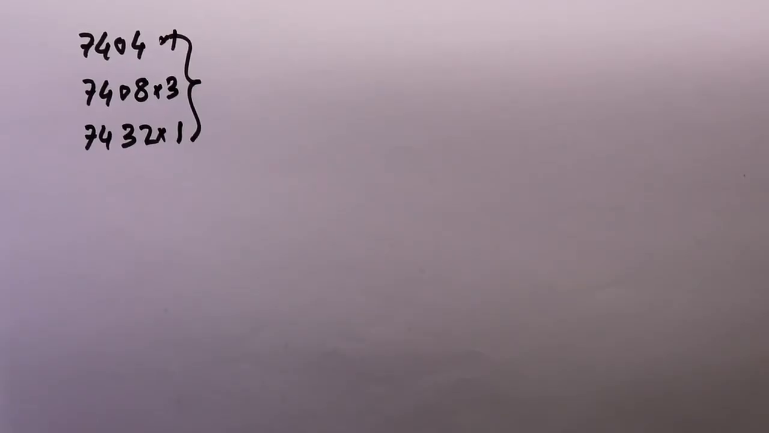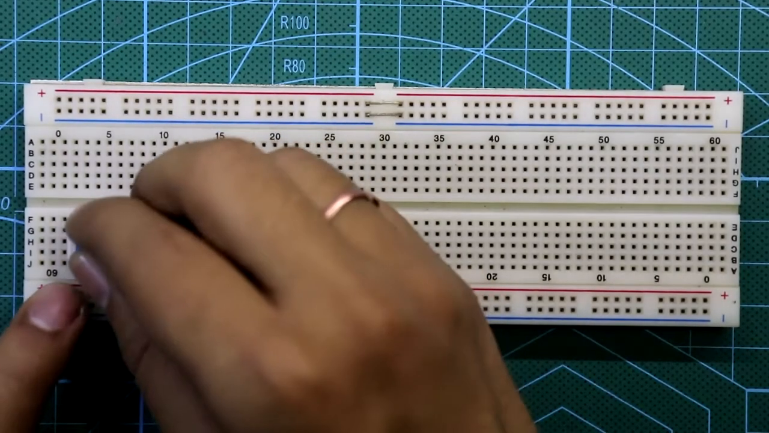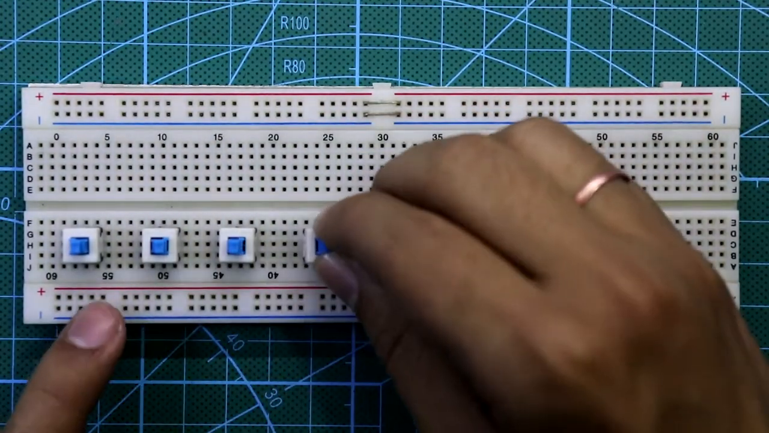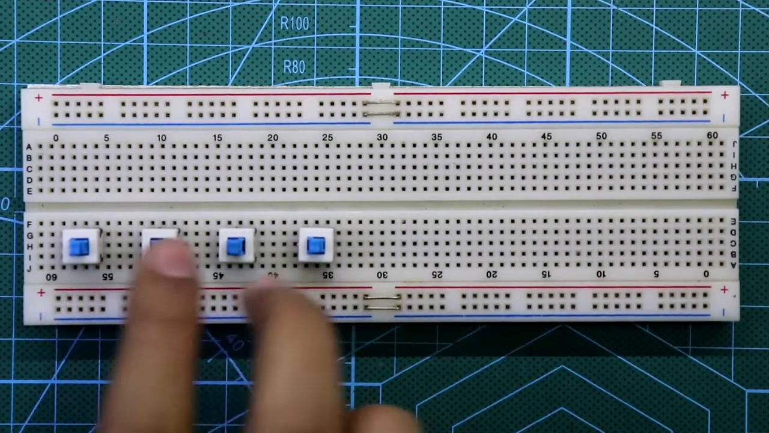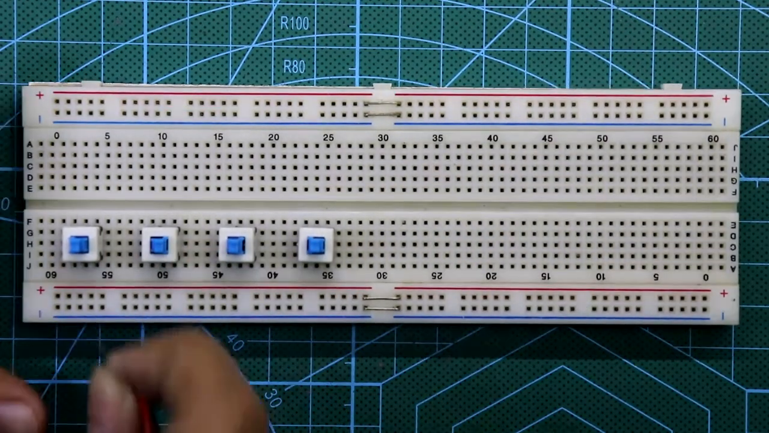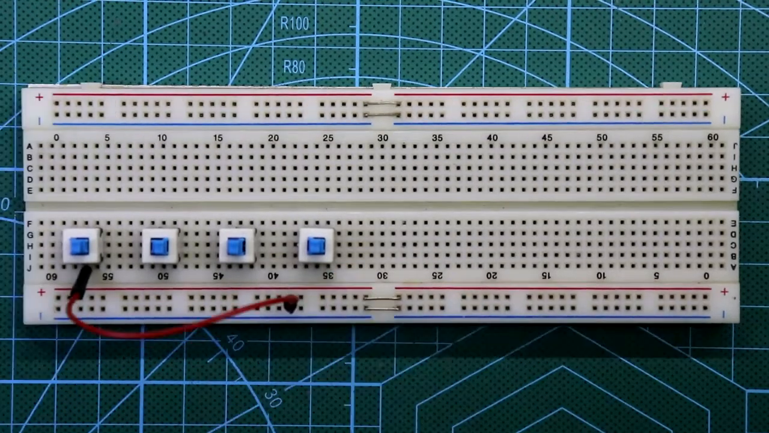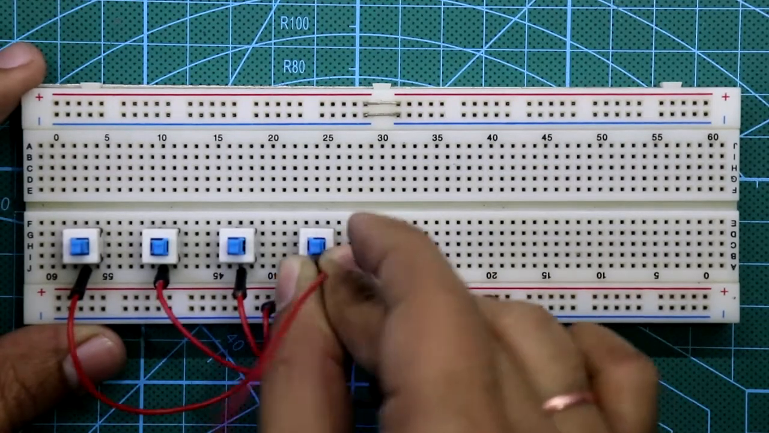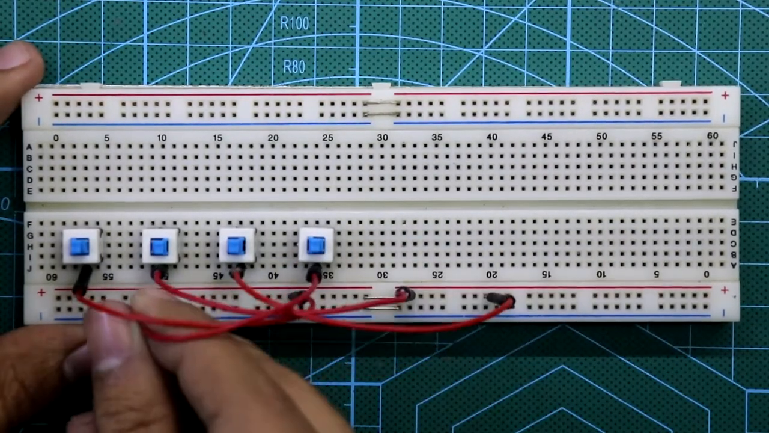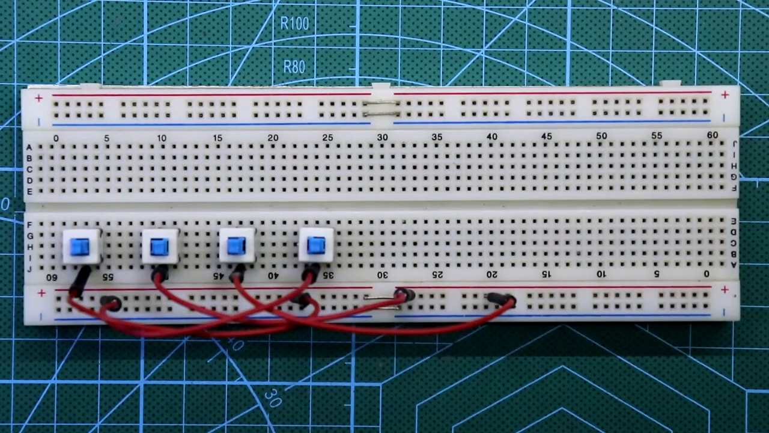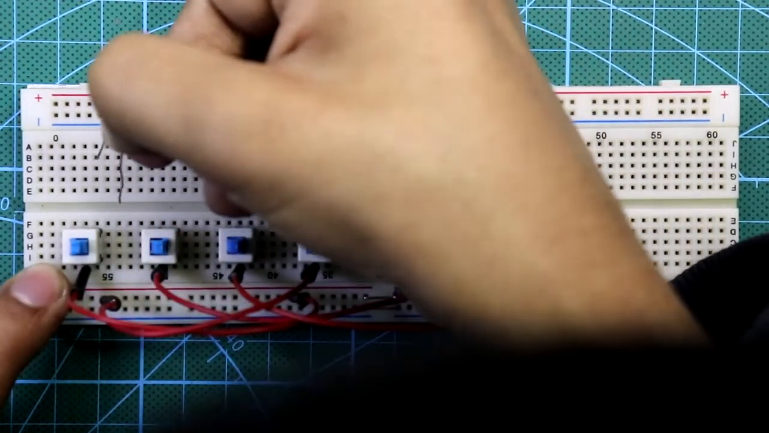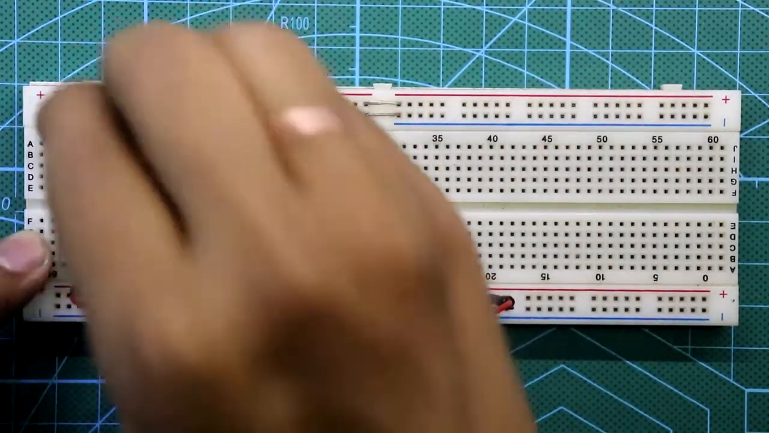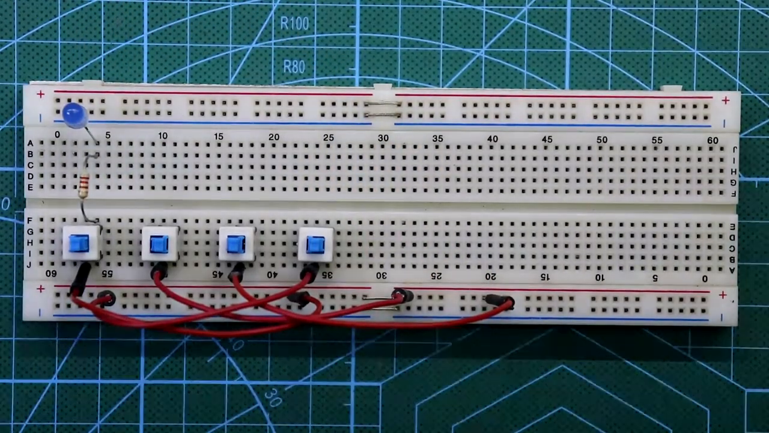Now start the connection. Put B3, B2, B1 and B0. This will be our 4 inputs. Connect its middle pin to the plus VCC. For all the switches, you can connect any other type of switch. I am connecting this type. Now connect a 220 ohm resistor to the other side of the switch, and here we can connect our LEDs. The cathode side of the LED is connected to ground.